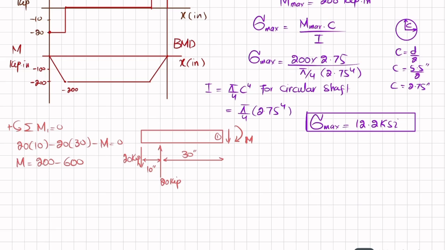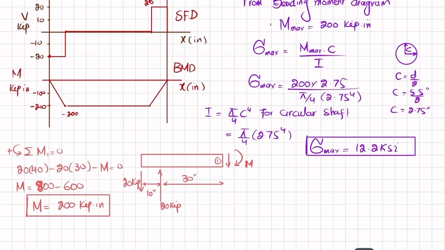Clear? And this will be 20 into, this is not 10, this is 40, because you can see 20 into perpendicular distance is 40. Clear? So this will give you 800, not 200. So the moment will be equal to 200 kip into inch, which you can see is exactly the same as what we have taken over here at the mid.